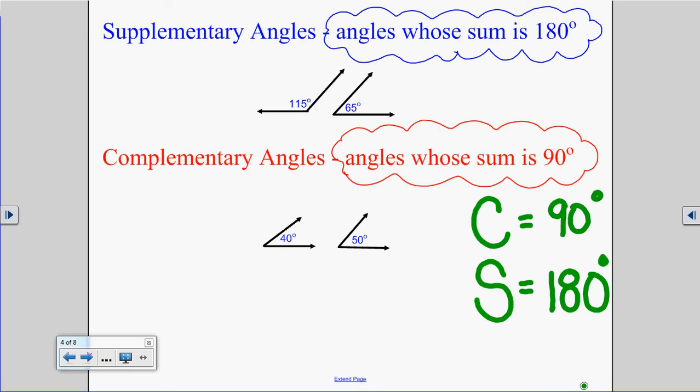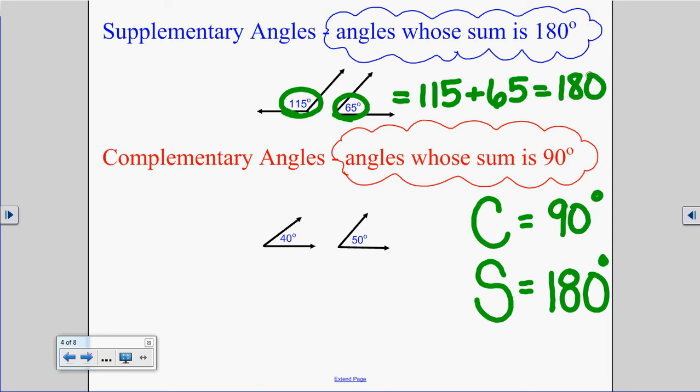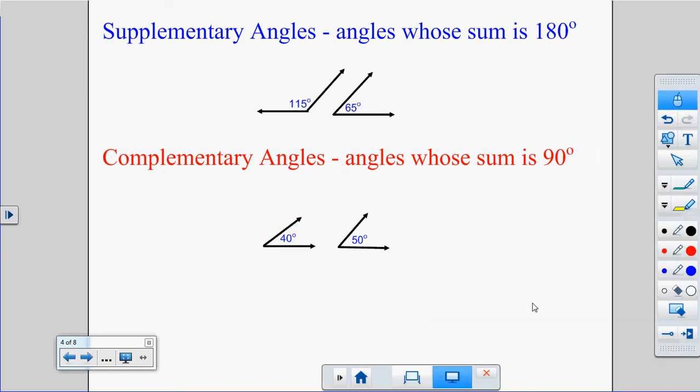So if you look, 115 plus 65, if you add those together, you get 180 degrees. So those are supplementary angles. 40 plus 50 is 90, and that equals complementary angles. That's it. That's how easy it is. It's nothing too difficult, hopefully.